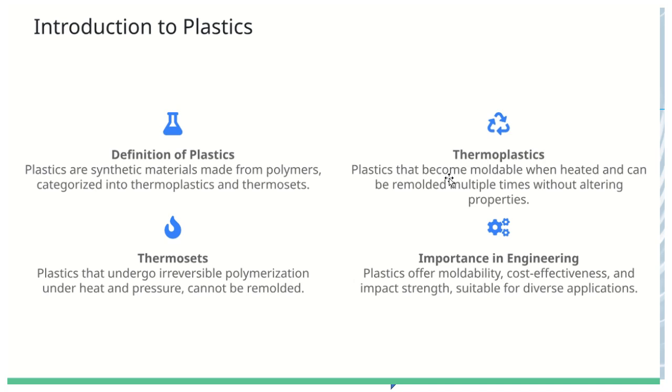The difference is, thermoplastic becomes moldable when heated and can be remolded multiple times without altering its properties. Meaning that if you take any plastic and heat it, it melts and you can mold it, and when you put it in normal atmosphere, normal temperature, it becomes solid. But the properties are still those of plastic. It does not change its properties at all.